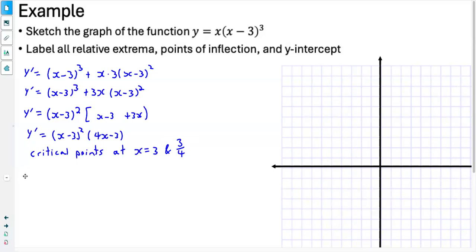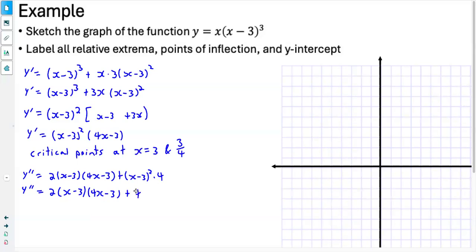We'll then take our second derivative. That'd be the derivative of this first one, so 2 times x minus 3 times 4x minus 3, plus this first term times the derivative of the second term. I'll rewrite that briefly. So y double prime is equal to 2 times x minus 3 times 4x minus 3 plus 4 times x minus 3 squared.